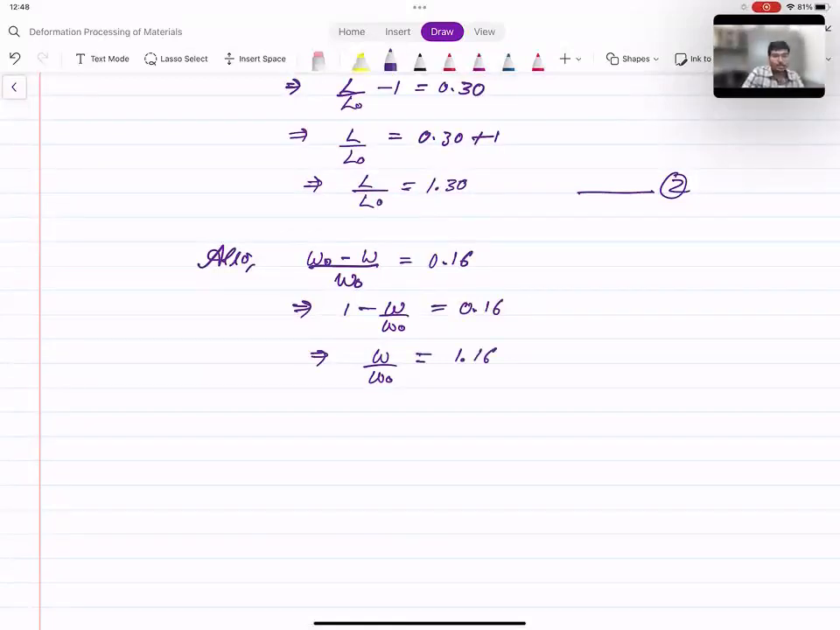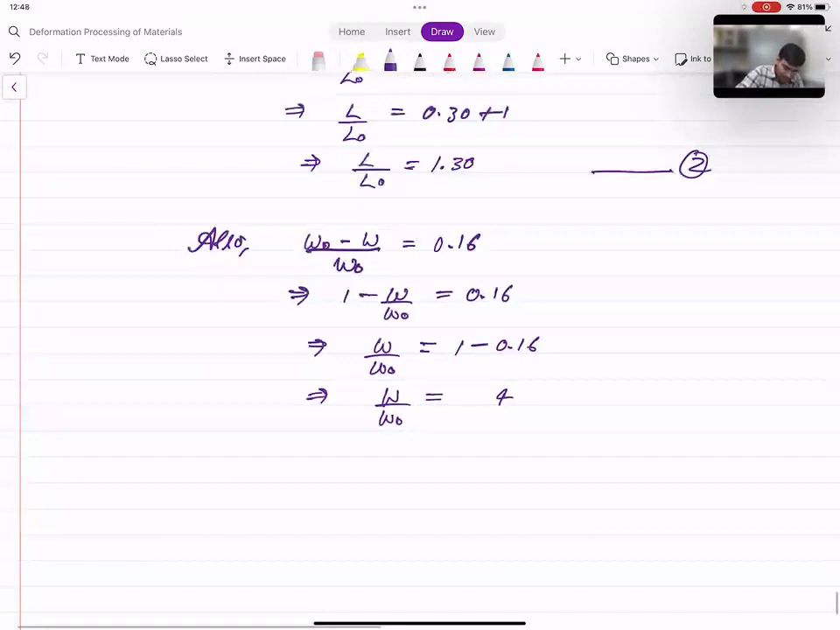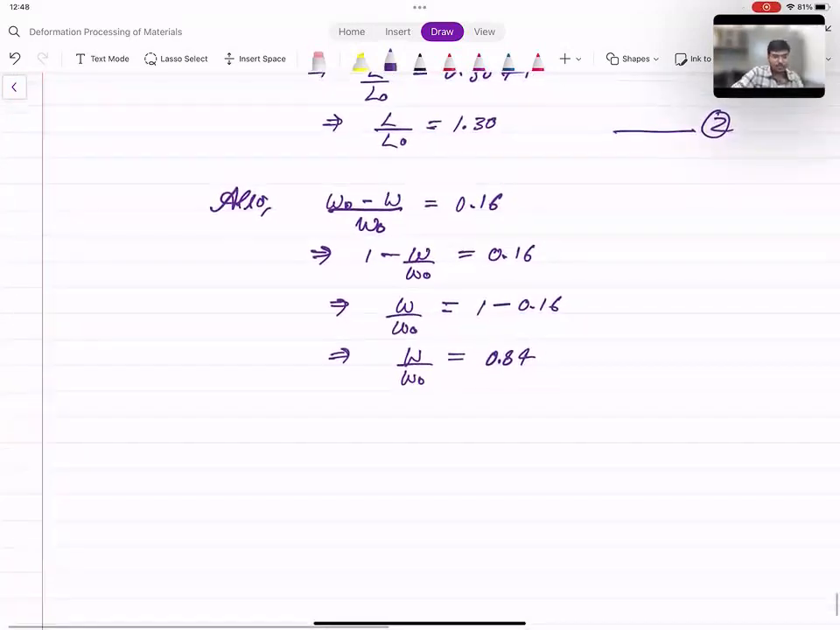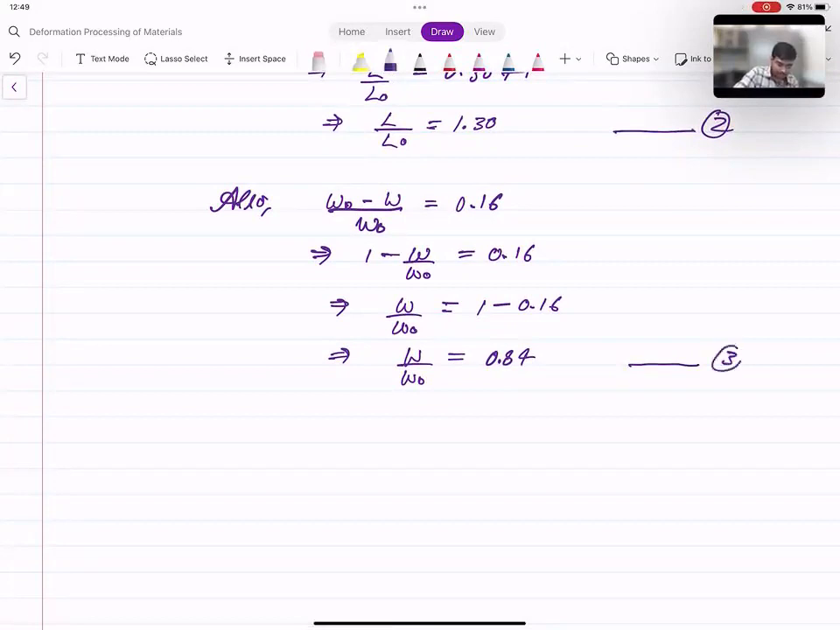Okay. No, it should not be 1.16. It will be 1 minus 0.16, which will finally become 0.84. So 0.84. So now we have the values of these ratios. This is equation number 3.